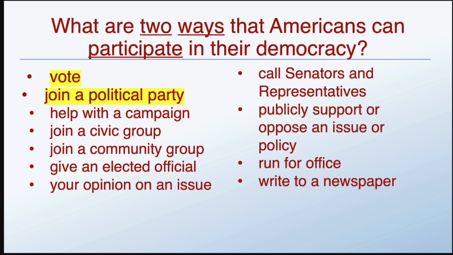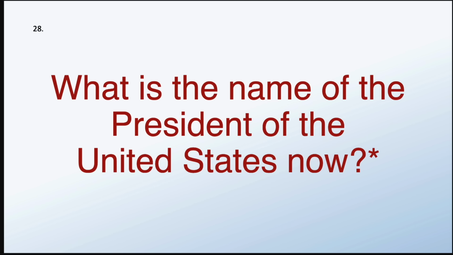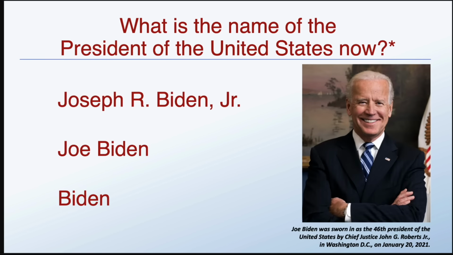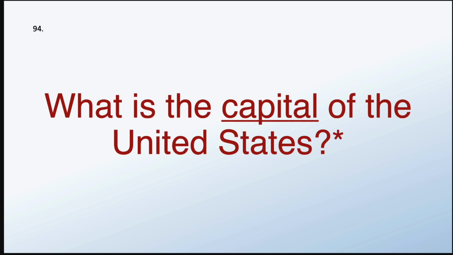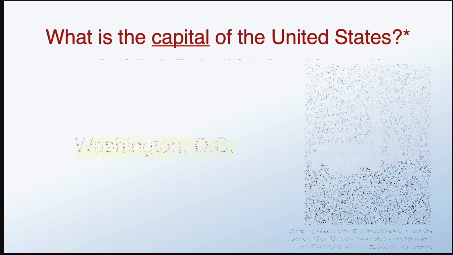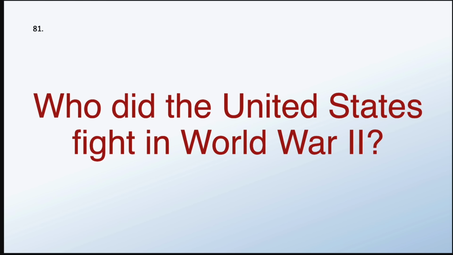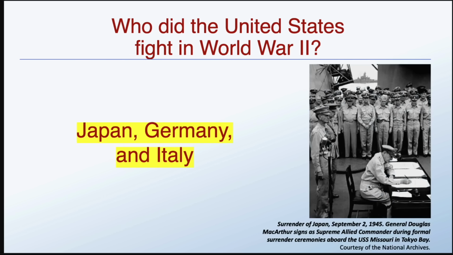Vote and join a political party. What is the name of the President of the United States now? Joe Biden. What is the capital of the United States? Washington, D.C. Who did the United States fight in World War II? Japan, Germany, and Italy.